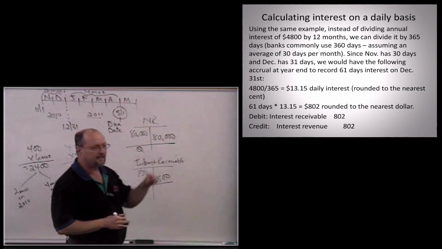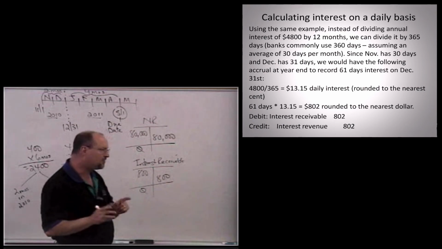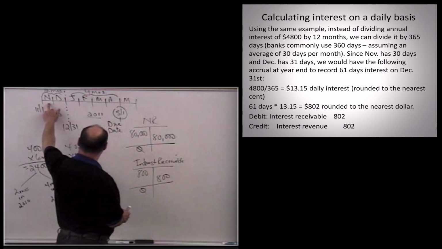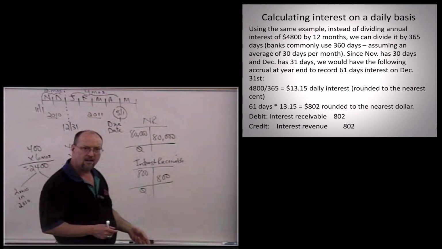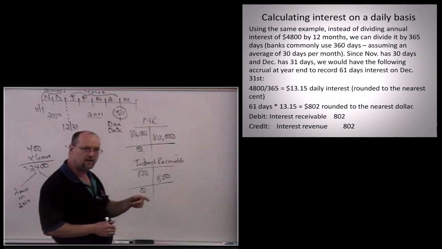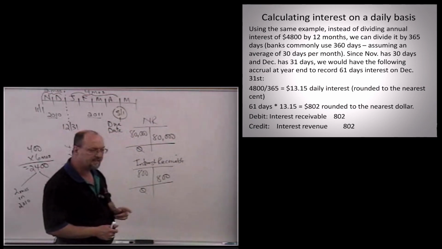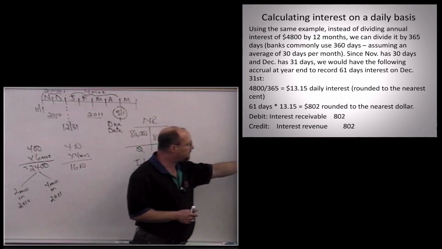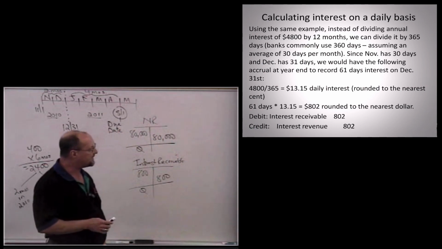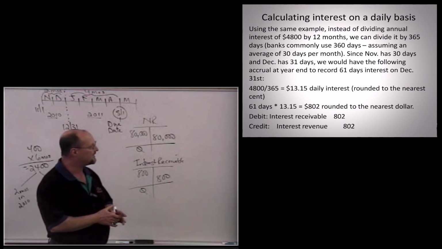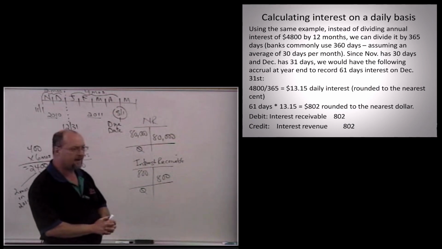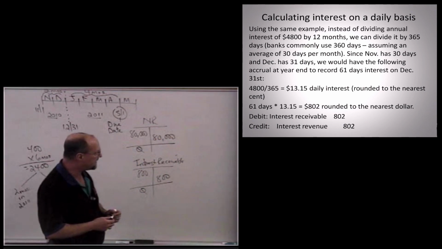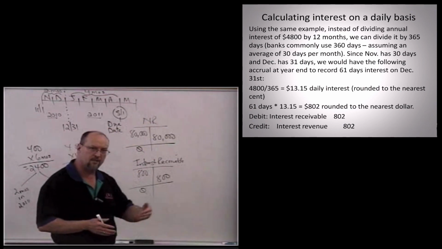Okay, so let's just calculate daily interest. Same exact information, and let's just use 365 days just for discussion purposes. So November we know has 30 days, and December has 31 days. So that's 61 days of interest that we earned at the end of 2010. To calculate daily interest, remember $4,800, that was my annual interest for a 1-year period. I divide that by 365 days, and my daily interest, rounded to the nearest penny, is $13.15. I multiply my daily interest by the 61 days, November and December. 61 times 13.15 gives me $802, rounded to the nearest $1.